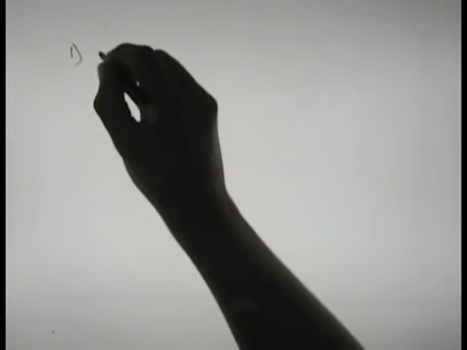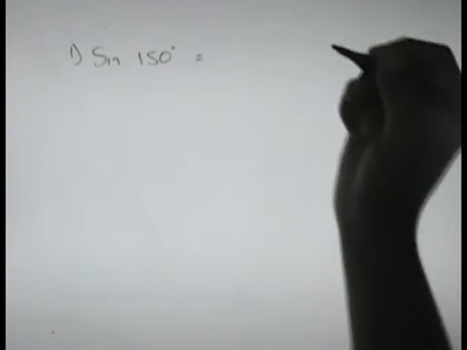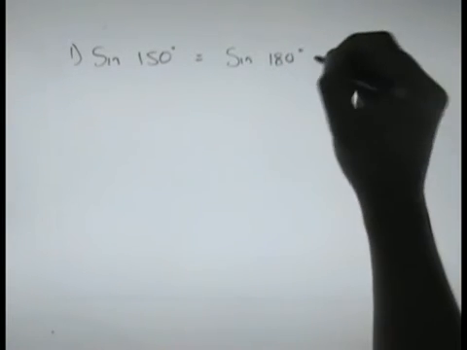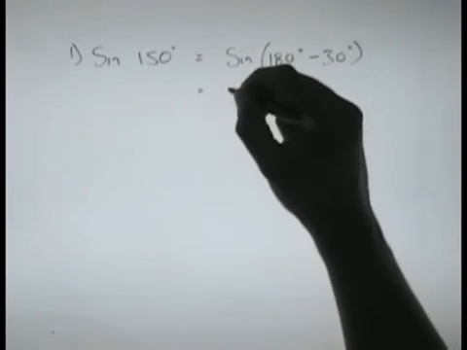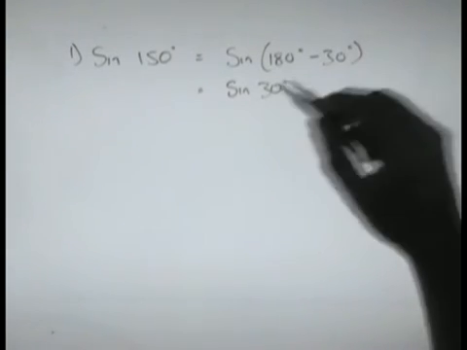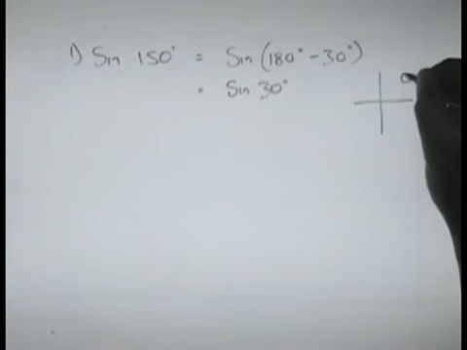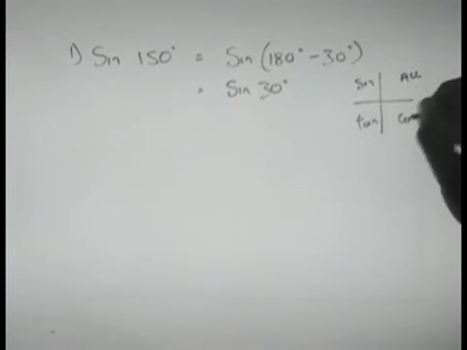The first one I gave you to do said sine of 150 degrees. That's going to be the same as sine of 180 degrees minus 30 degrees, which is going to equal positive sine 30 degrees. The reason positive, again, is because it's in quadrant 2. Quadrant 1, that's quadrant 1, which means that all of them are positive. Sine, tan, cos.